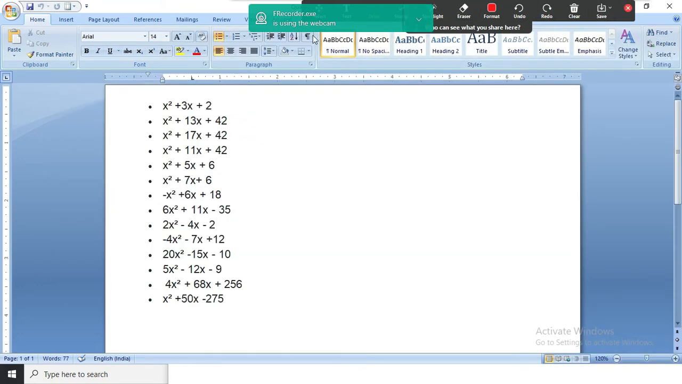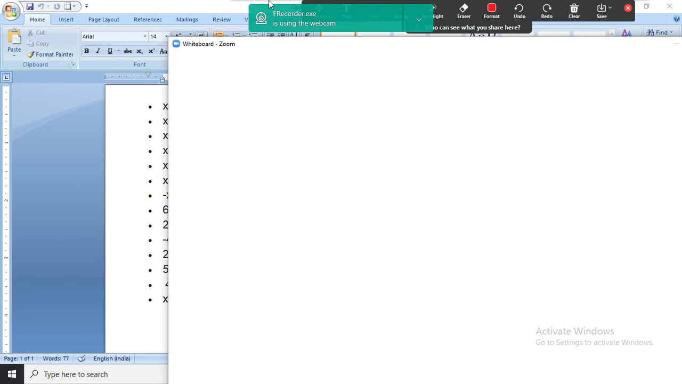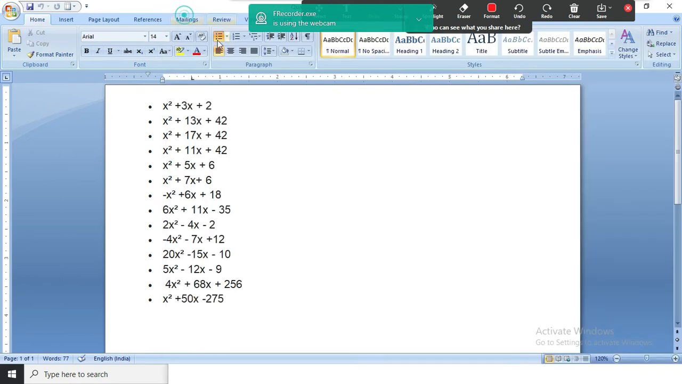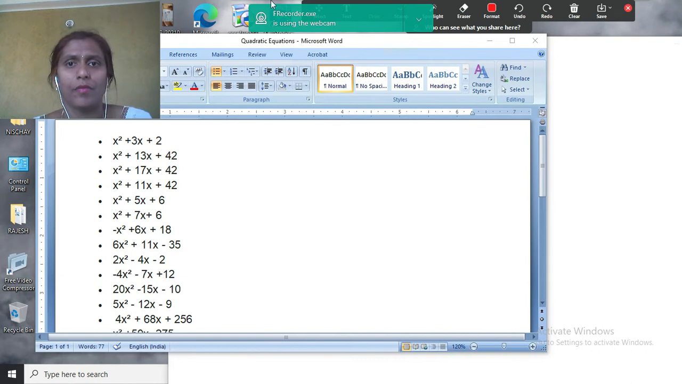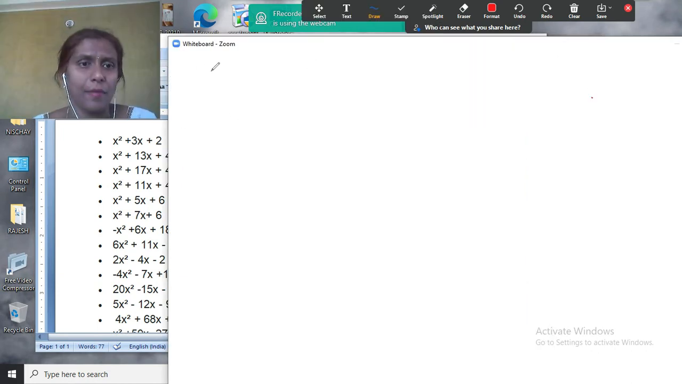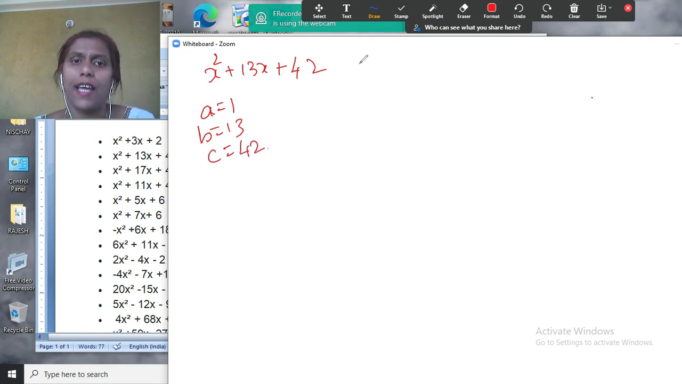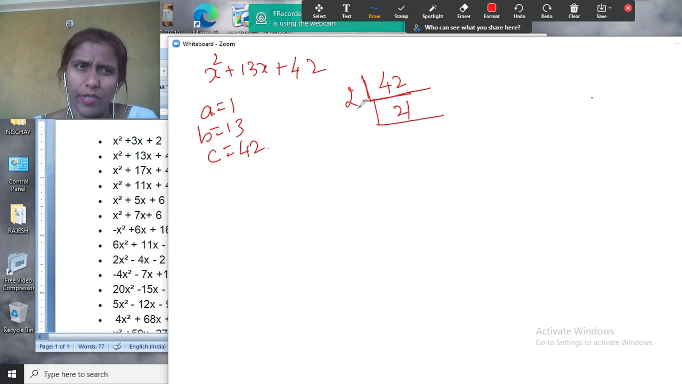Okay, let me take another example: x square plus 13x plus 42. You know what a, b and c are. Now let's directly go for method 2, 42 as LCM. Take your LCM. 21 twos are correct. Now just check. 21 plus 2 is not 13. 21 minus 2 is also not 13. So 21 will not go with 2.